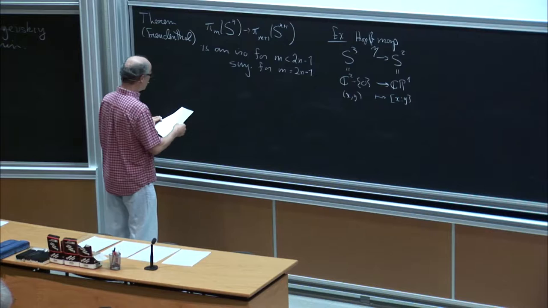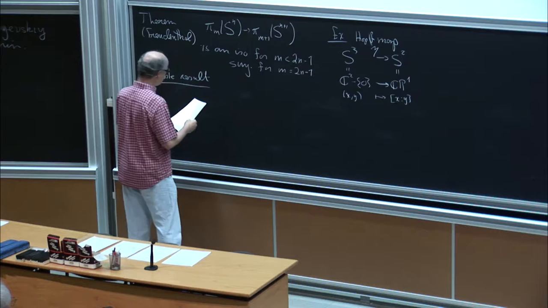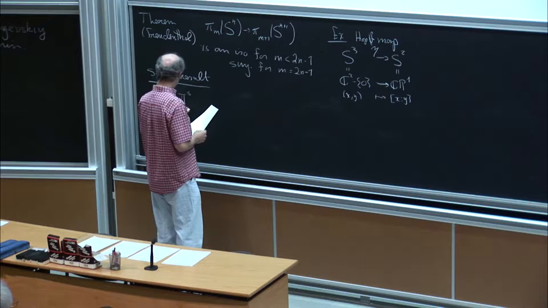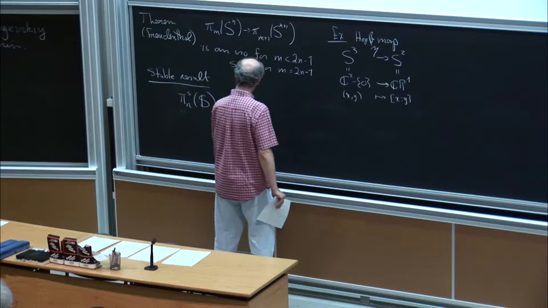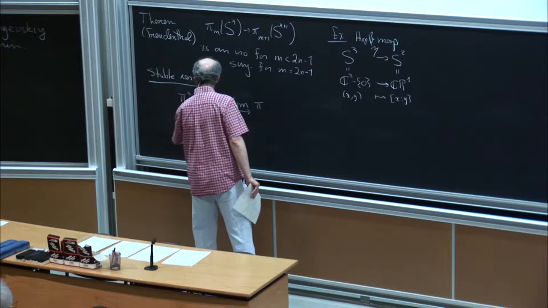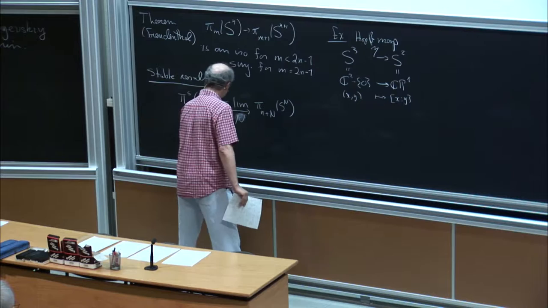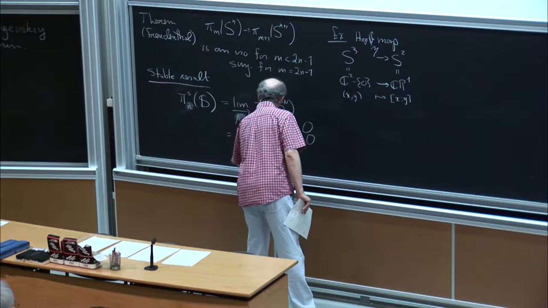So similar constructions tell you, you put these together, you get the following stable result. If you take, let me define the stable, just using a notation here, of the sphere spectrum, it's the limit of pi n plus m of S^m. And this is equal to 0 for n less than 0, Z for n equals 0, and it's then finite for n bigger than 0.